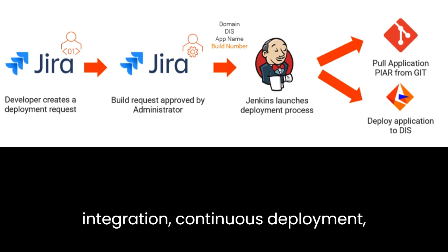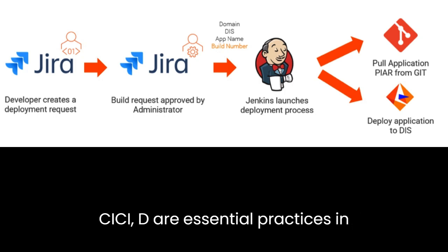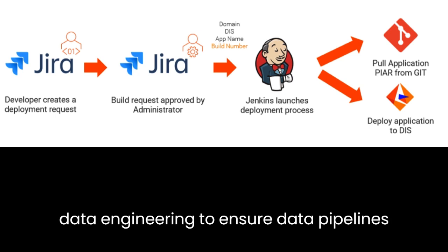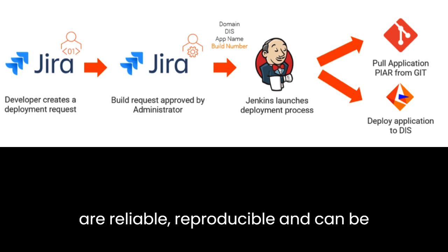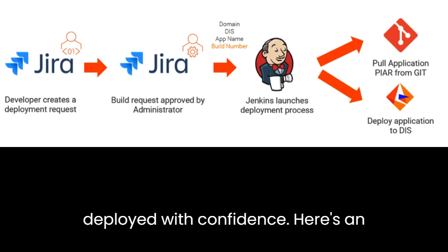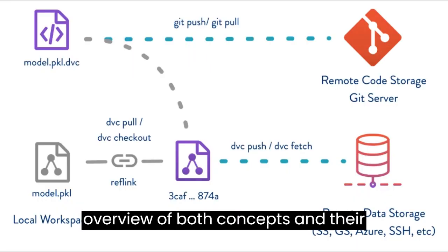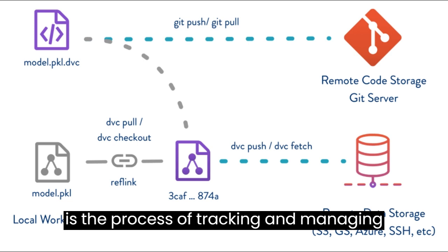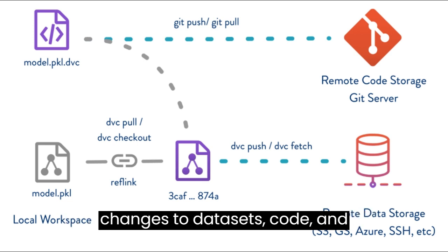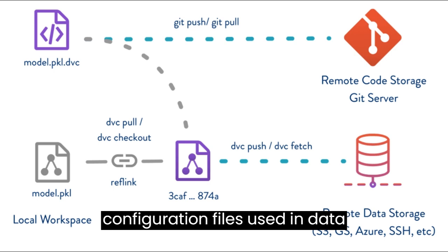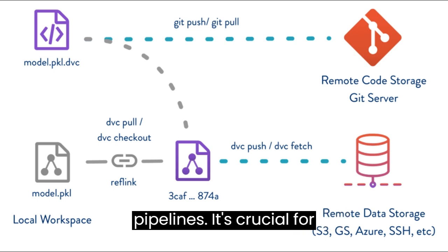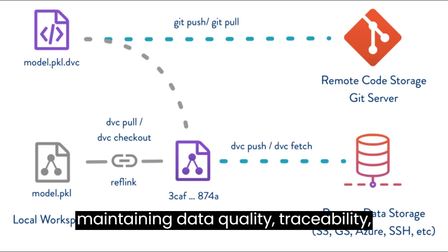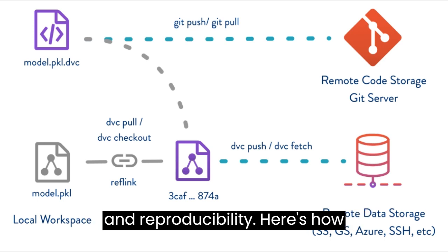their roles. Data versioning and continuous integration, continuous deployment, CI/CD, are essential practices in data engineering to ensure data pipelines are reliable, reproducible, and can be deployed with confidence. Here's an overview of both concepts and their application in data engineering. Data versioning. Data versioning is the process of tracking and managing changes to datasets, code, and configuration files used in data pipelines. It's crucial for maintaining data quality, traceability, and reproducibility.